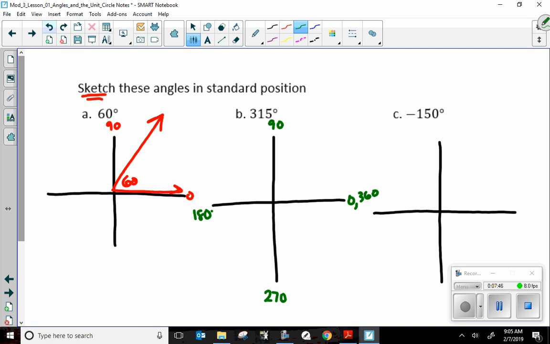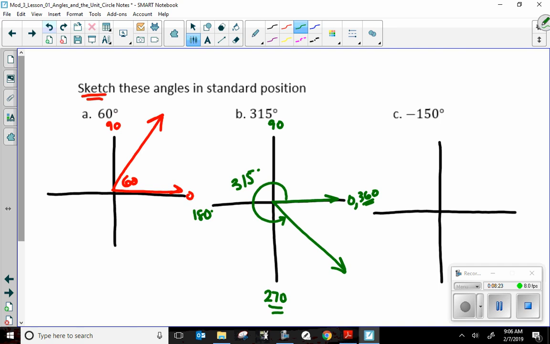Now, 315 degrees is more than 270, but it's less than 360. In fact, it is right in between. If I go 45 degrees past 270, or 45 degrees before 360, that will give me 315. So I'm going to start here and draw it exactly in the middle of that 90 degree quadrant, quadrant 4. So from here all the way to here, that's 315 degrees.